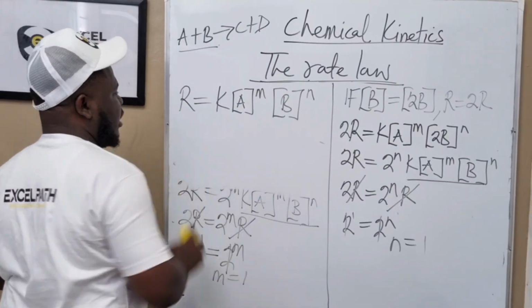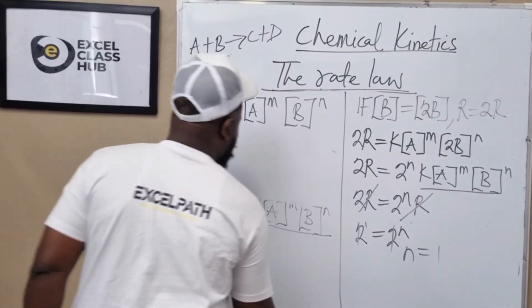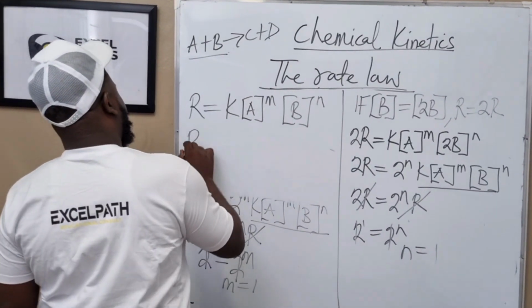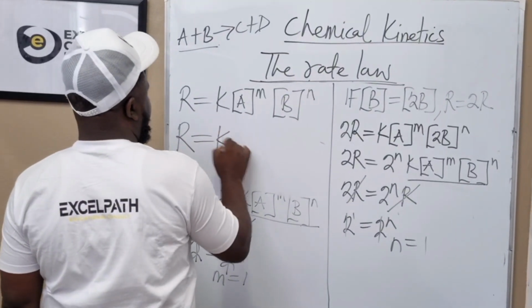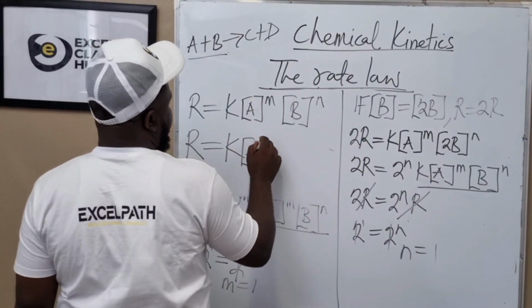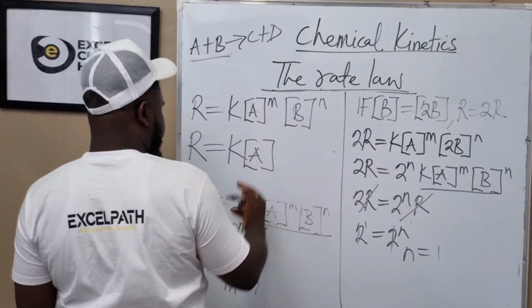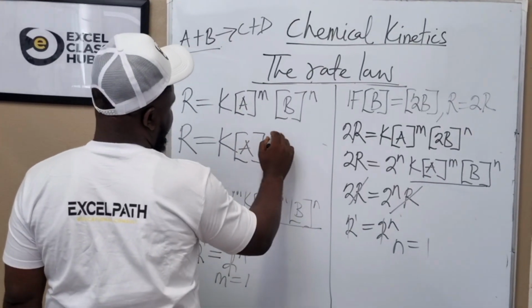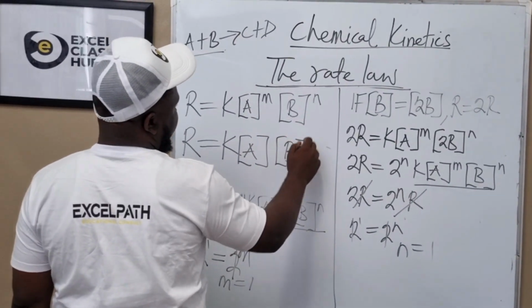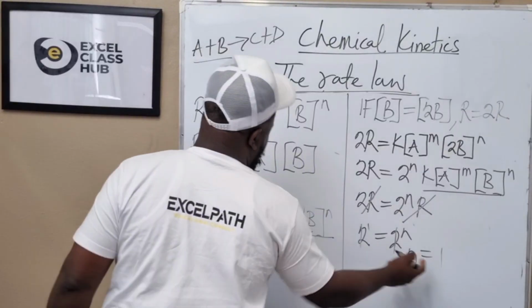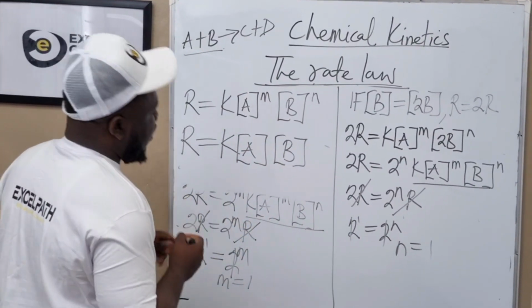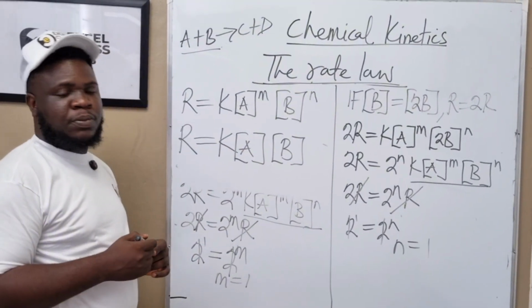The rate law for the reaction now becomes R is equal to K, concentration of A. What did we get as the value for our M? 1. So we don't have to put the 1. Then concentration of B. What did we get as N? 1 also. So we leave it like this. So this is our rate law now, the rate law expression.